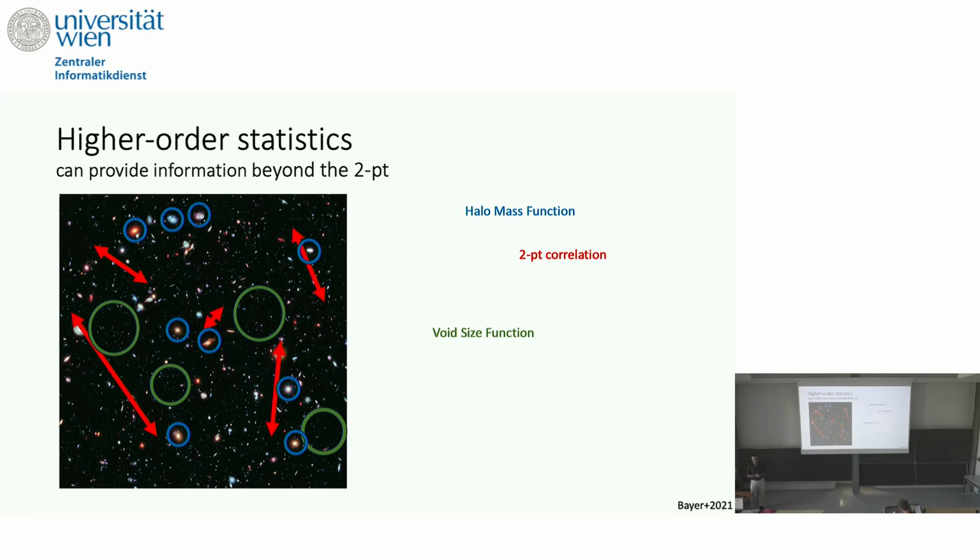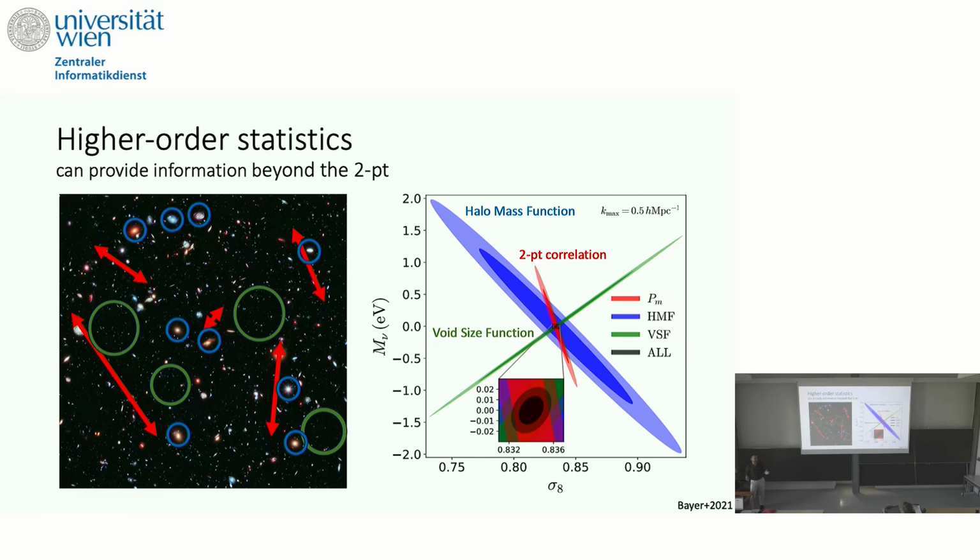For example, we heard about the bispectrum from David, but some higher order statistics I looked into are the halo mass function and the void size function. And we found in the Coyote simulations that if you combine all of these, you get this really powerful degeneracy breaking. So power spectrum is the red contour, halo mass function is blue, void size function is green. And for neutrino mass and sigma 8, there's a huge improvement by combining these higher order statistics.